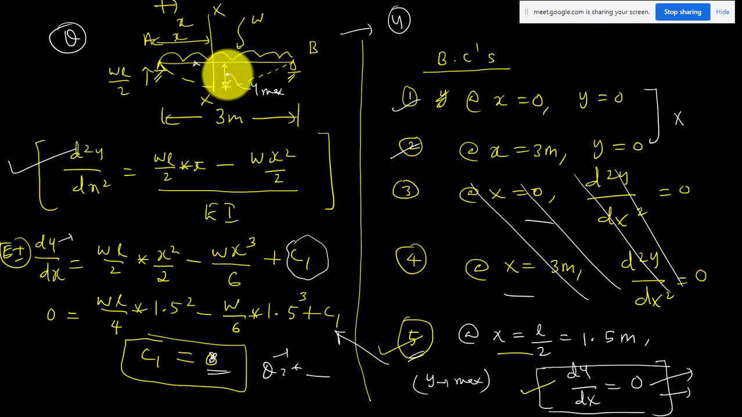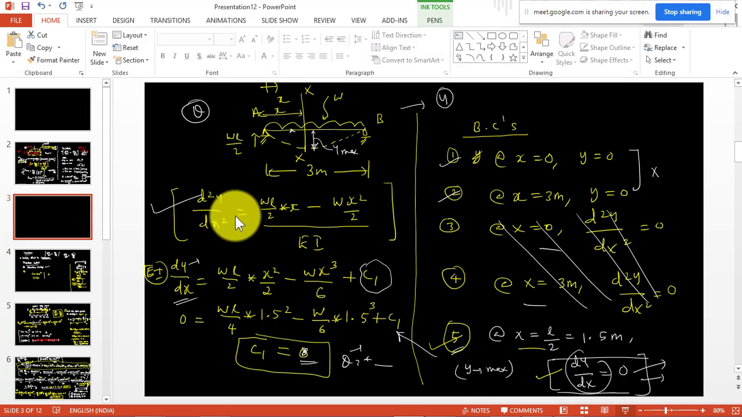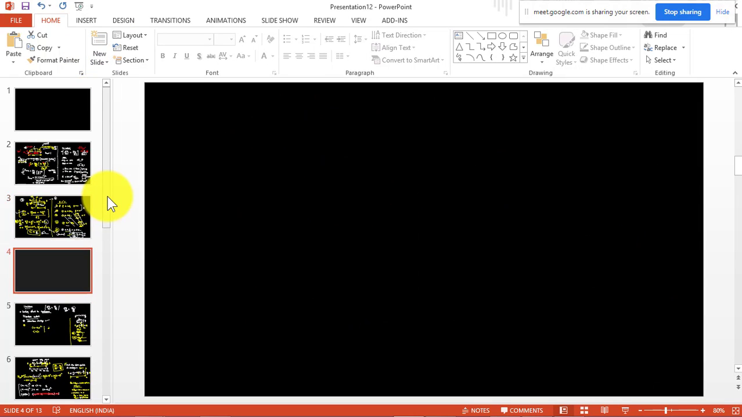Whenever the deflection is maximum, at that section, you can take your slope as 0. Then you use the equation for the slope to find out that constant of integration. So I think, is it clear?